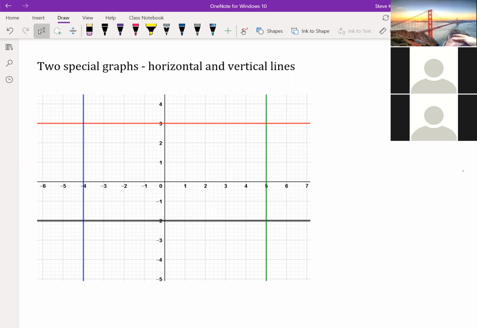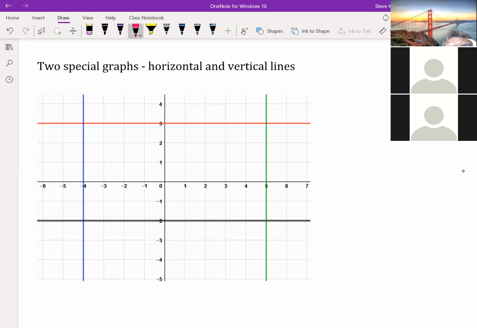Firstly, because a horizontal line basically has a gradient of 0, and a vertical line, well, we can't actually define a gradient for a vertical line because, as you know, gradient is rise over run. And if I'm just rising up the line, I'm not running at all. So I'd be dividing by 0. And so gradient is actually undefined for that line.